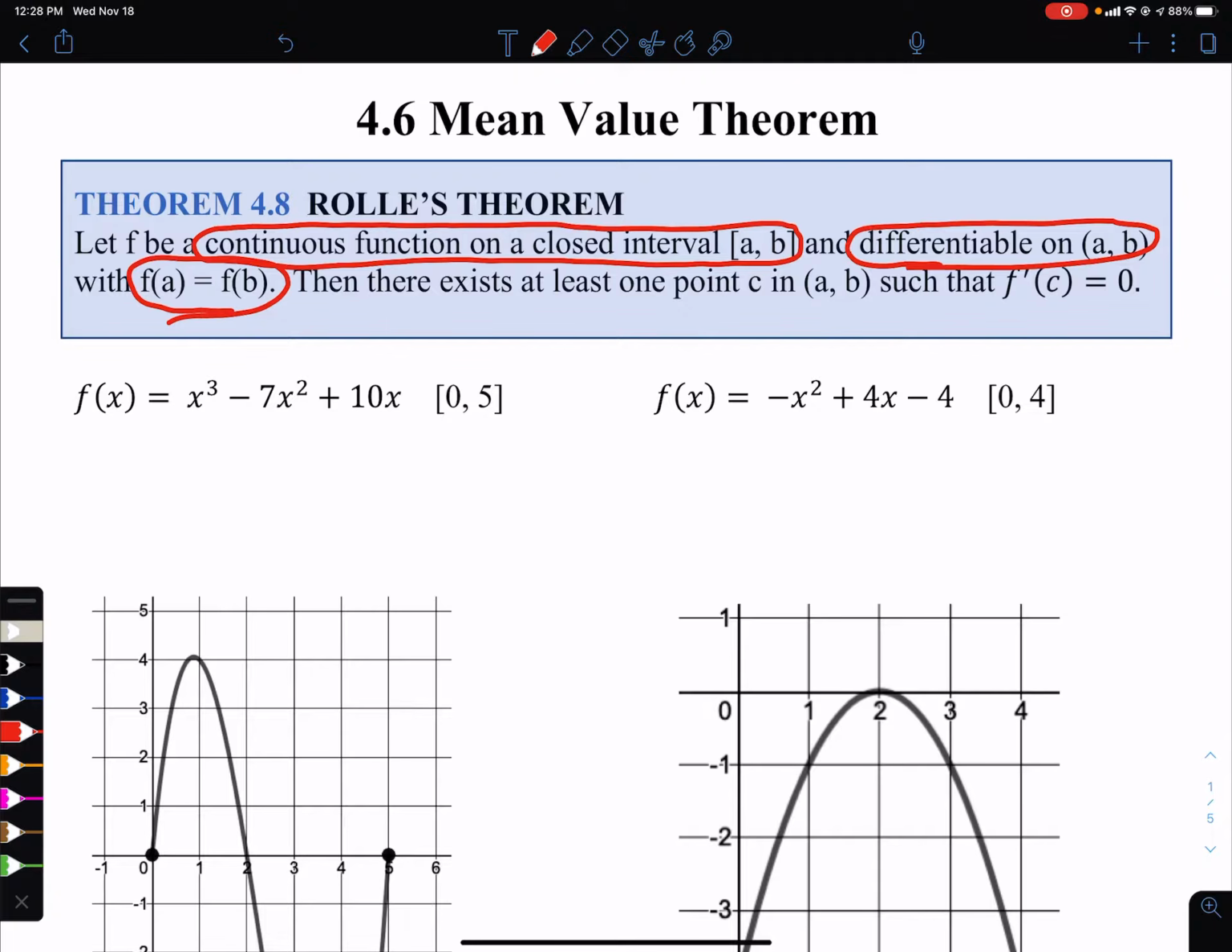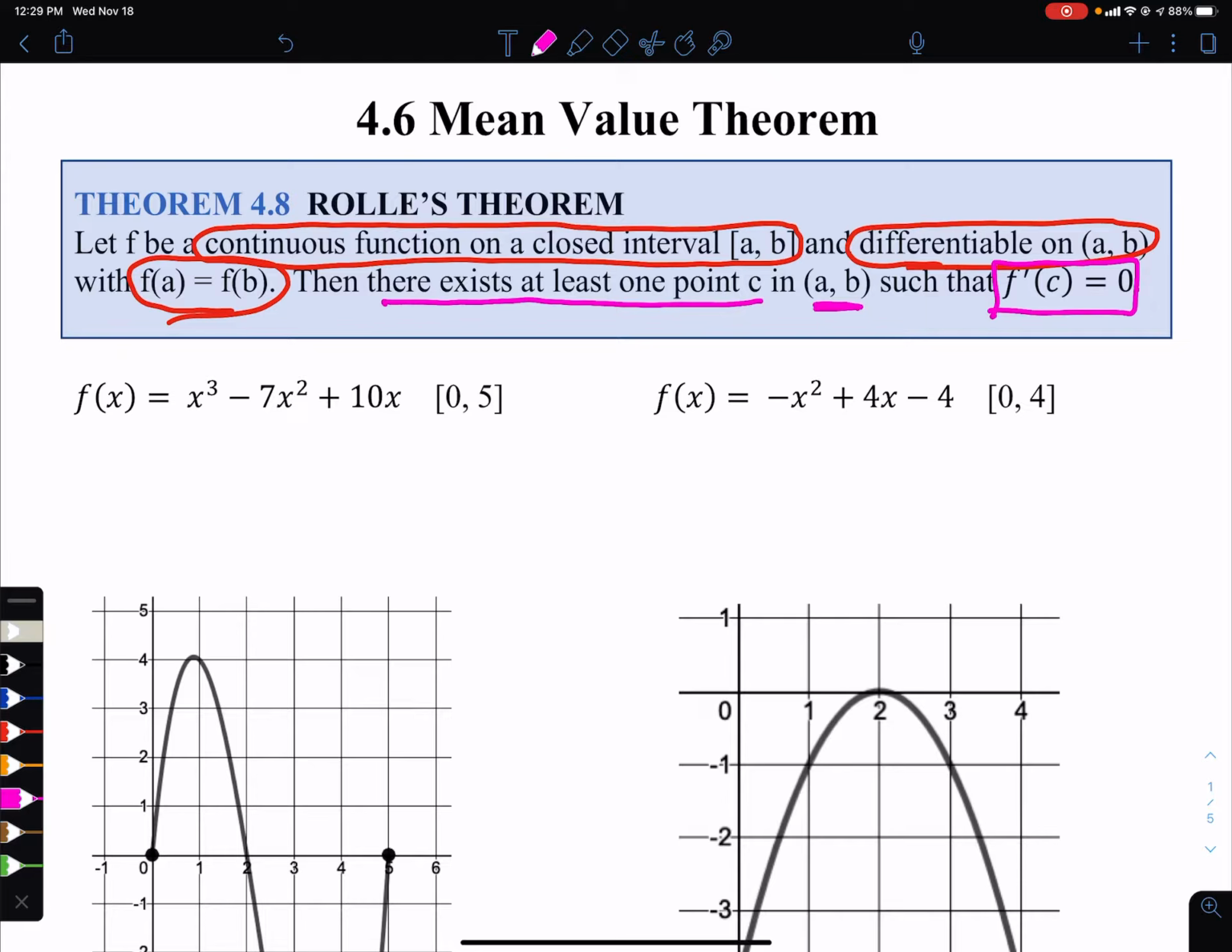If those things are true, then what's the conclusion? There exists at least one point C. That implies there could be more than one, but you're guaranteed at least one. That point C is in the open interval A to B, so it's between A and B, not including A and B. And at that point C, something special happens. The derivative is equal to 0, or the slope of the tangent line is 0.